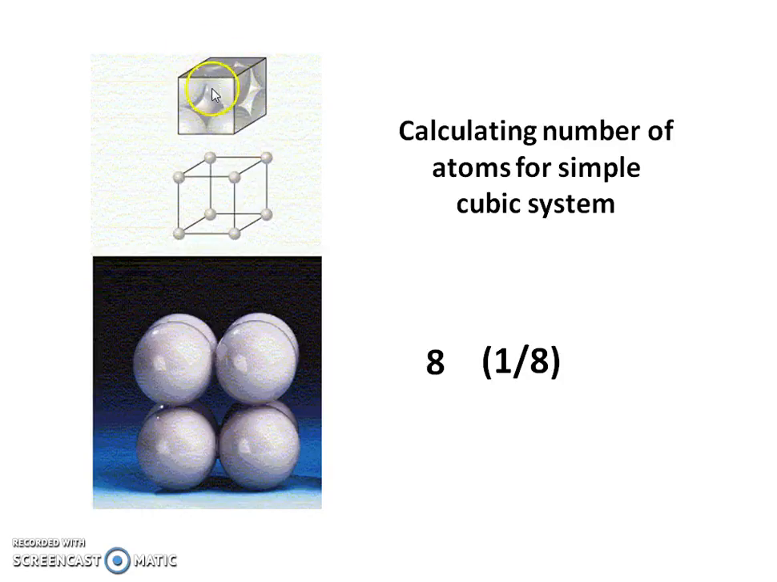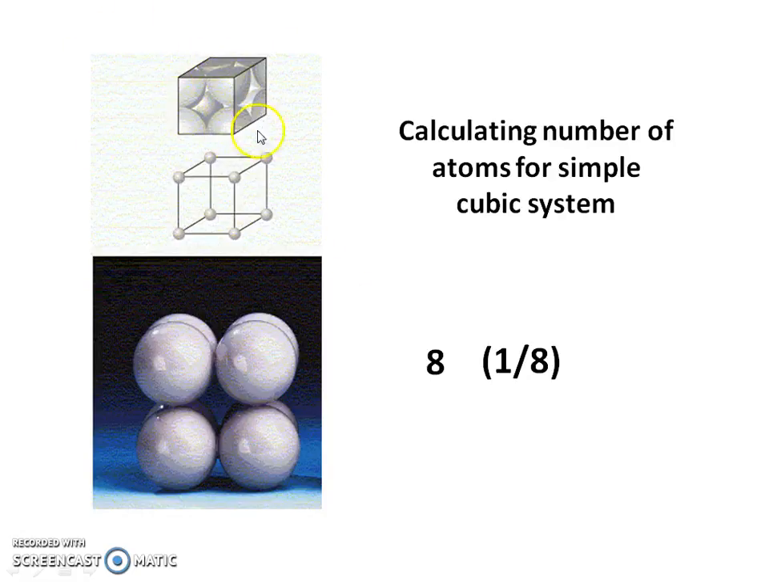You can see here this is not a complete atom. For this particular unit cell, only 1 by 8 of the portion of one atom is placed here. That means there are 8 such unit cells placed adjacent to this corner, so this corner atom will be shared by 8 unit cells. So for this particular unit cell, the contribution of this corner atom will be 1 by 8.